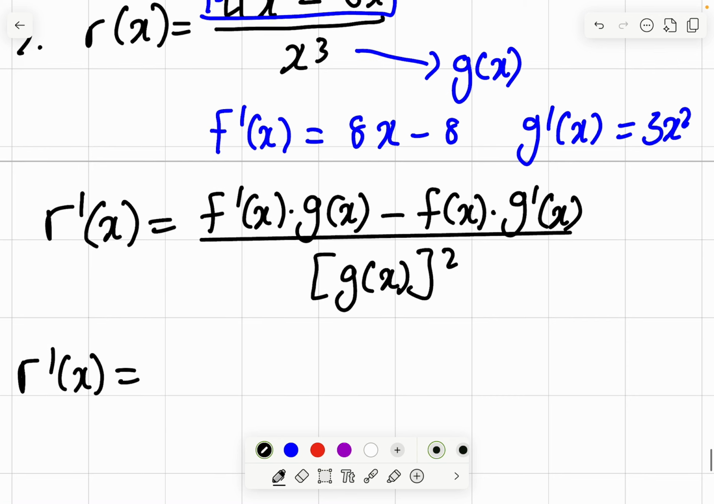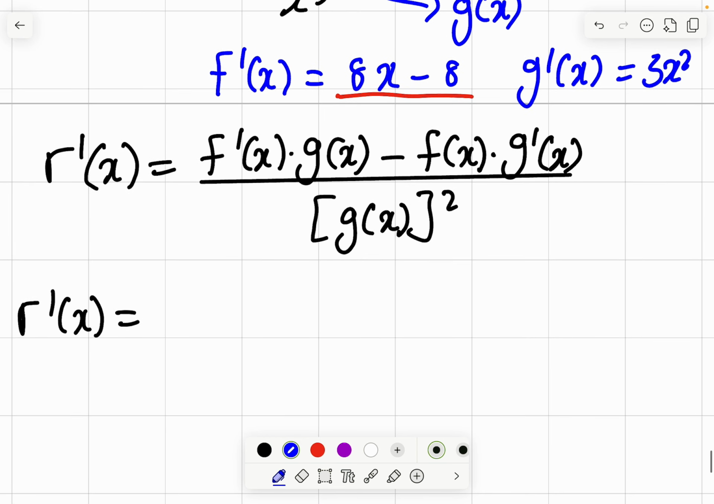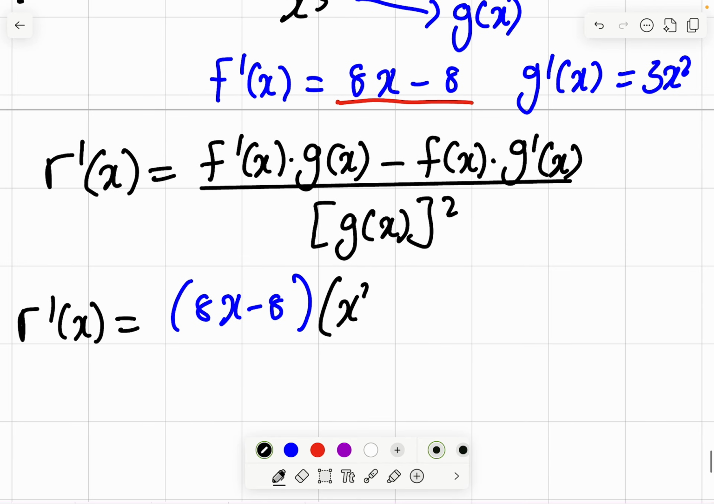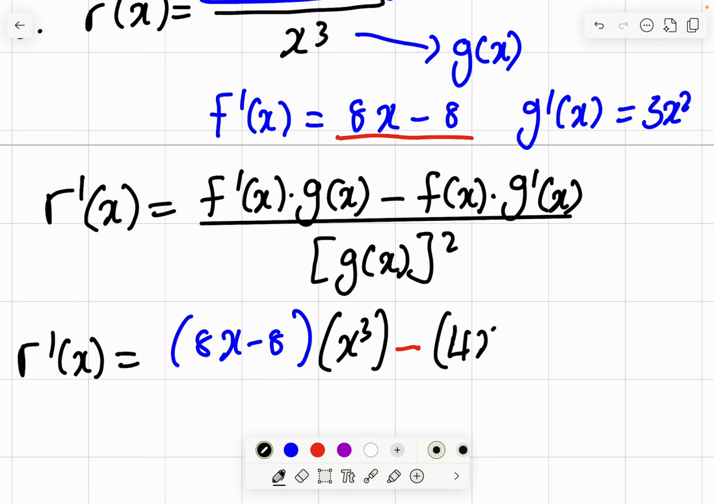We substitute our f prime of x, which is 8x minus 8. I'm going to have what? I'm going to have 8x minus 8. Right? Therefore, we keep g of x. Our g of x is x cubed. X cubed. Therefore, I say what? Subtract. We keep f of x, which is what? 4x squared minus 8x. 4x squared minus 8x.